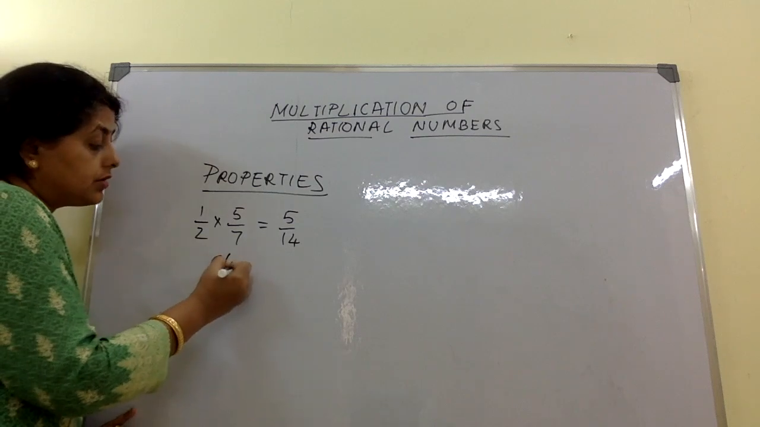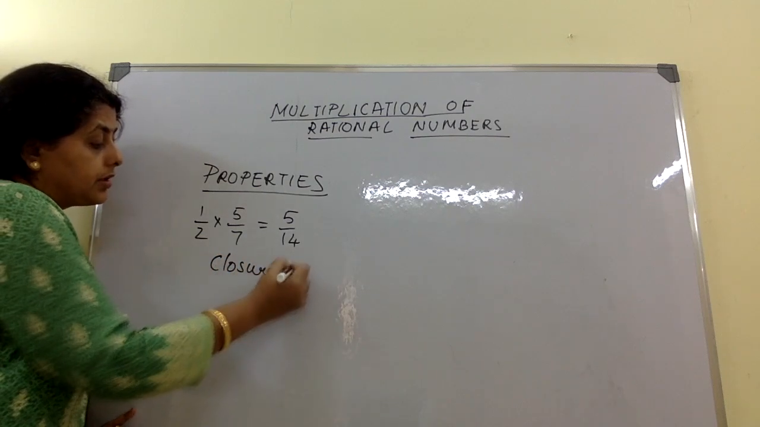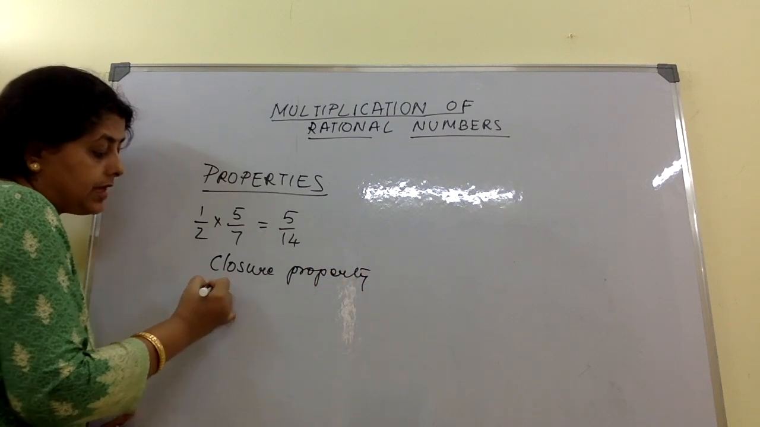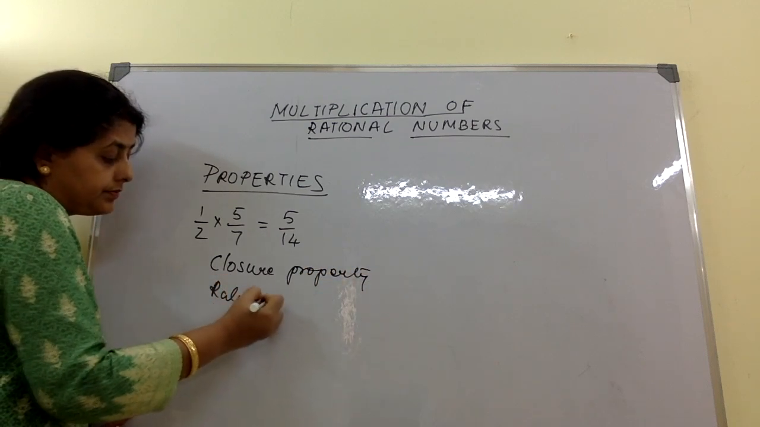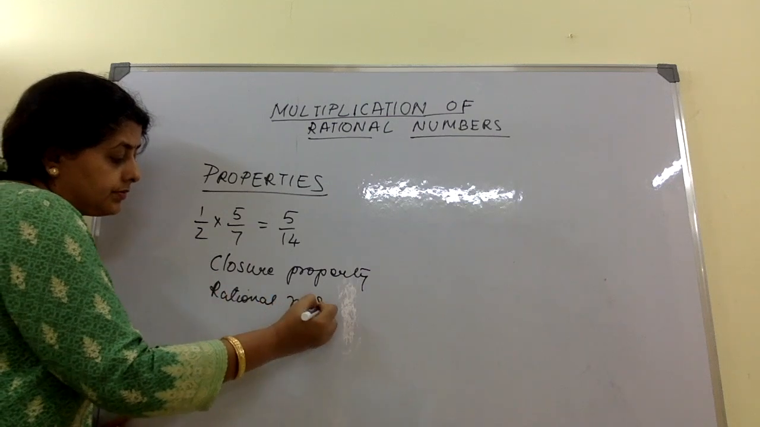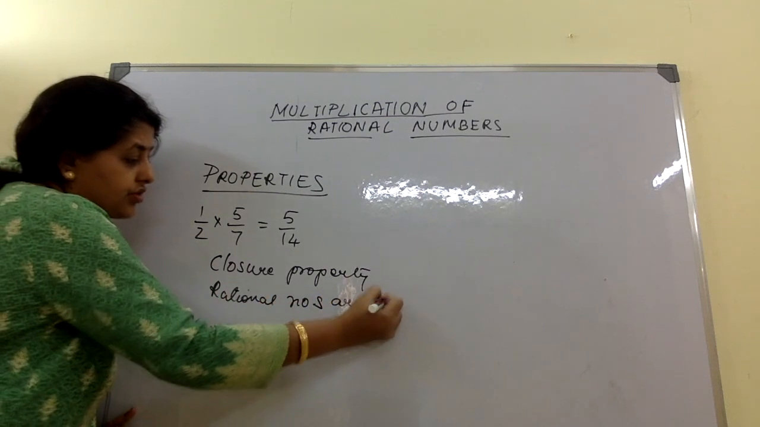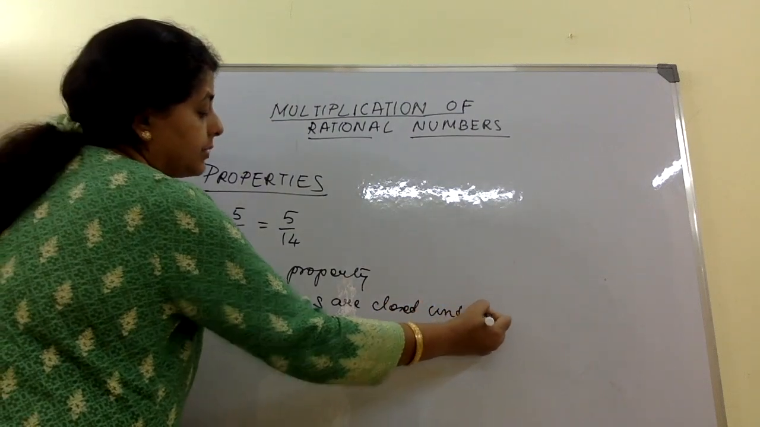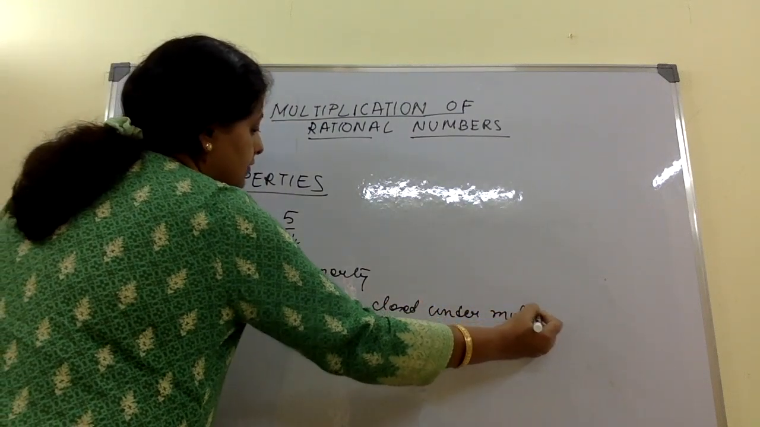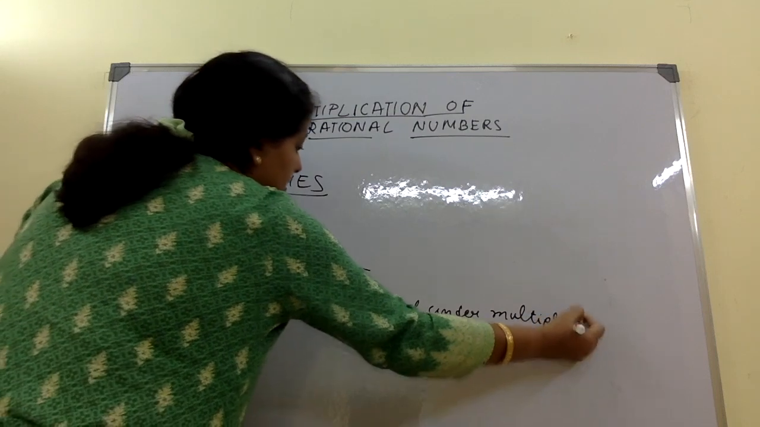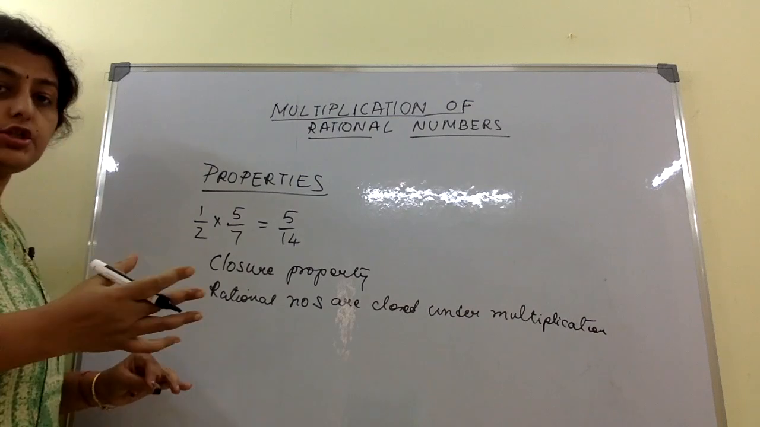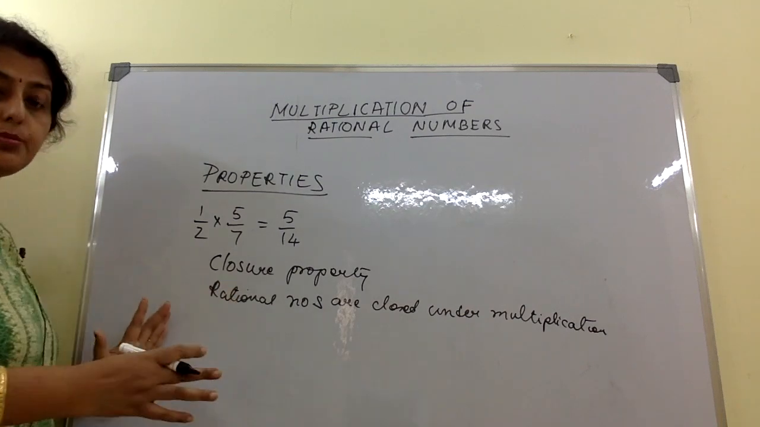Okay, closure property, or rational numbers are closed under multiplication. Before this, in the last video, we have done closed under addition. Now this is closed under multiplication.